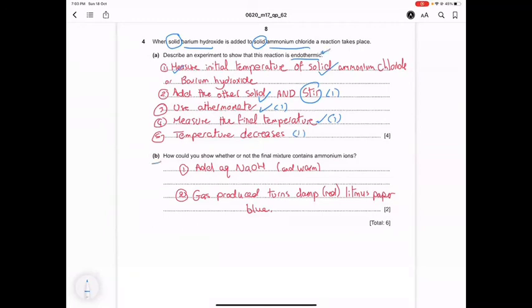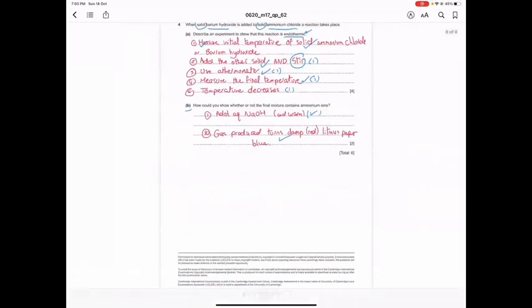B, how could you show whether or not the final mixture contains ammonium ions? The test for ammonium is adding aqueous sodium hydroxide and heating. Okay, warming, the gas produced, which is ammonia, turns damp red litmus paper blue, or just litmus paper turns blue. This was March 2017 by Mr. Marco Medhat.